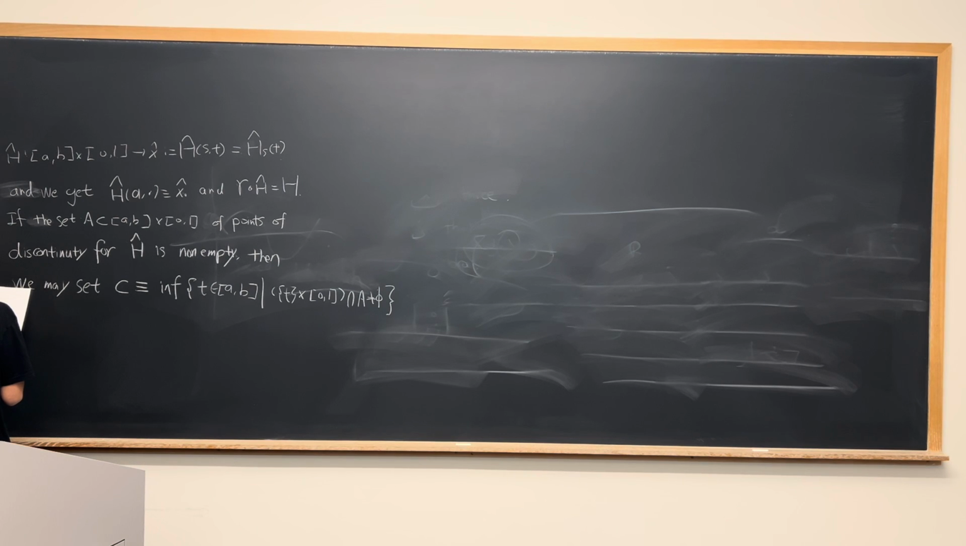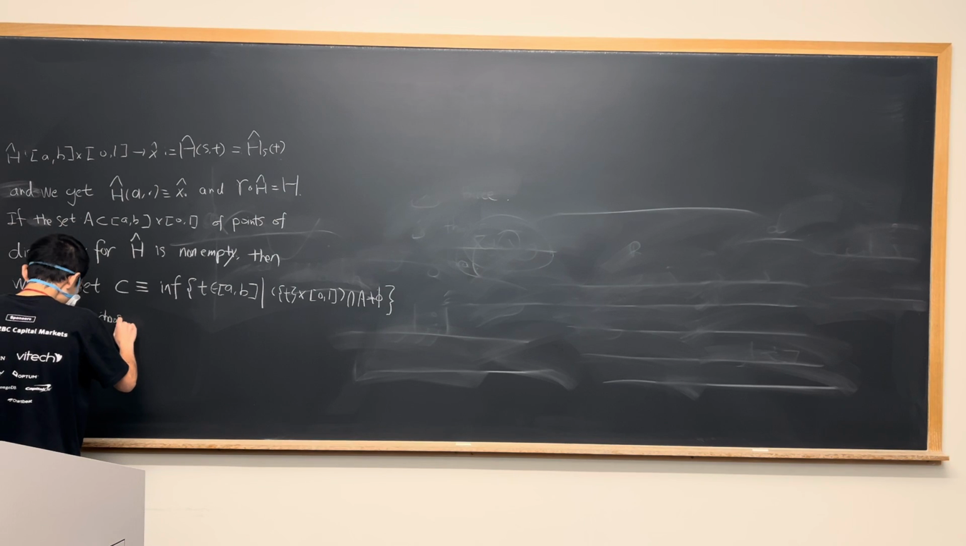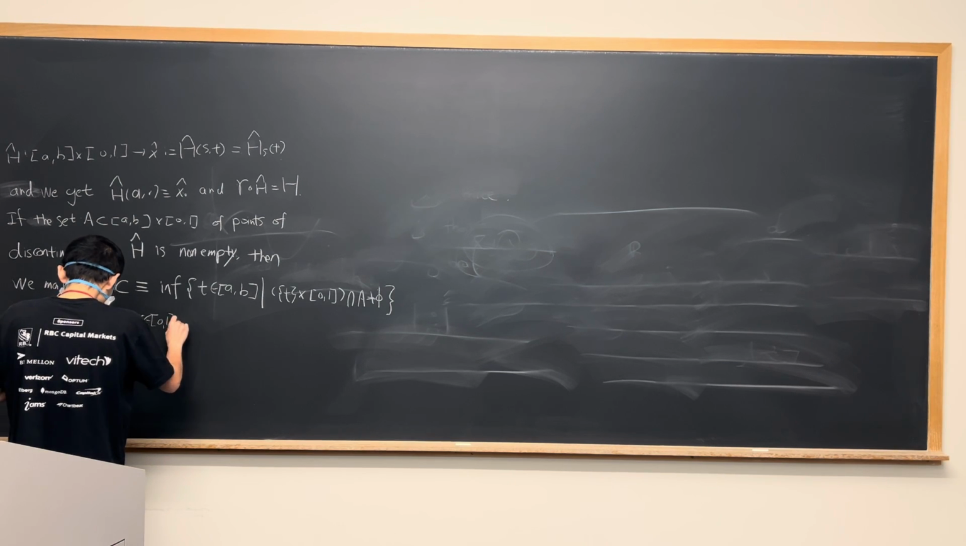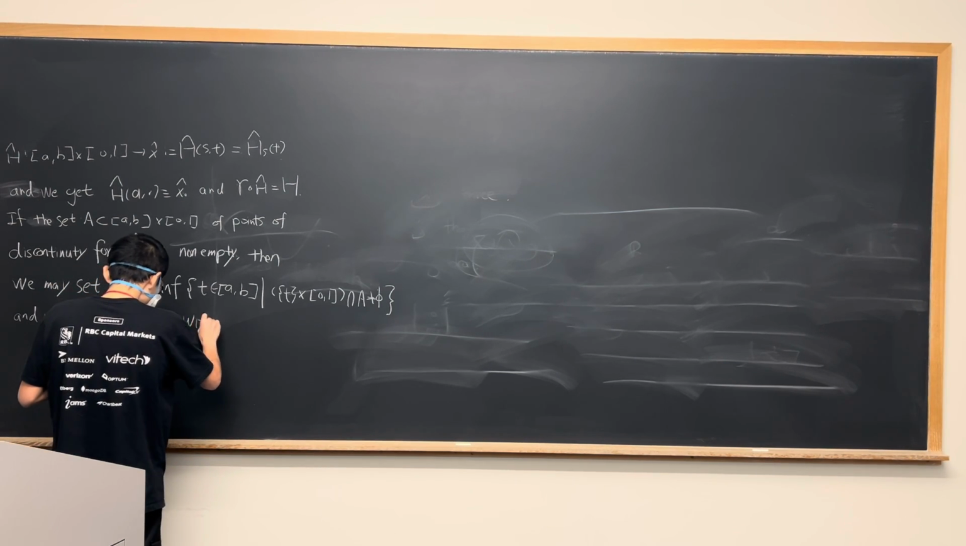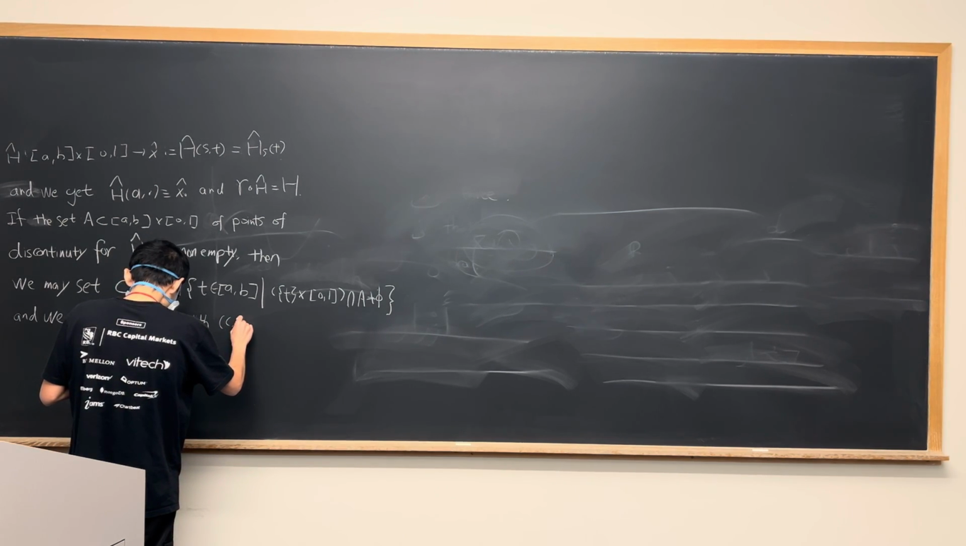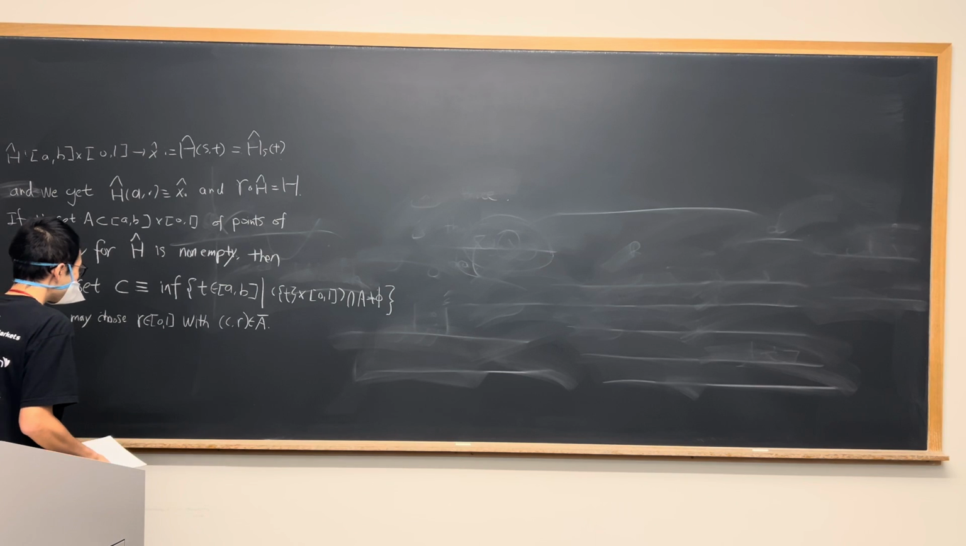Okay, so now what happened? And we may choose this r in the closed interval [0,1] with (c,r) in A, in the closure. So why can we choose this r?